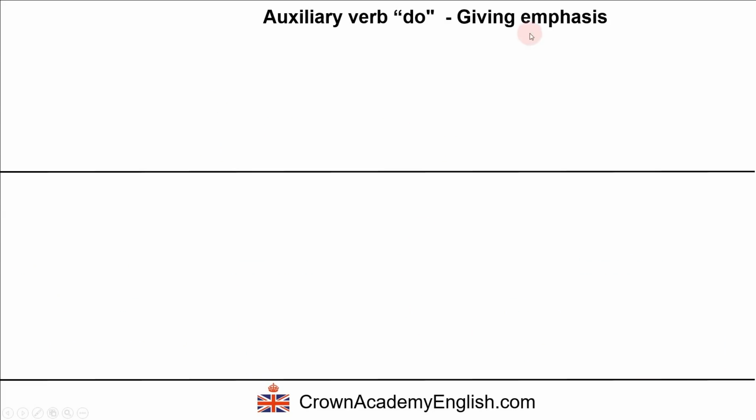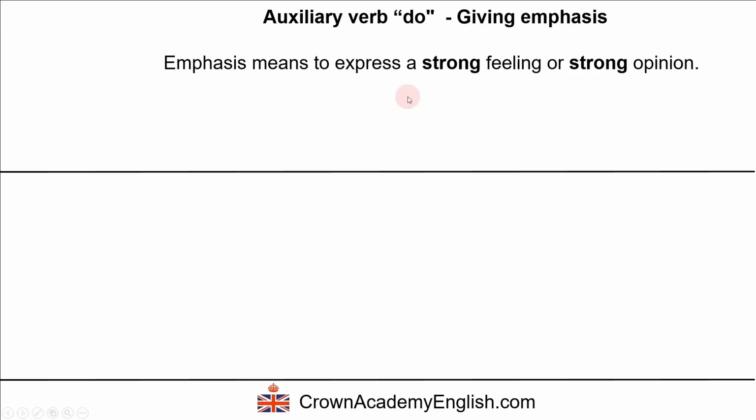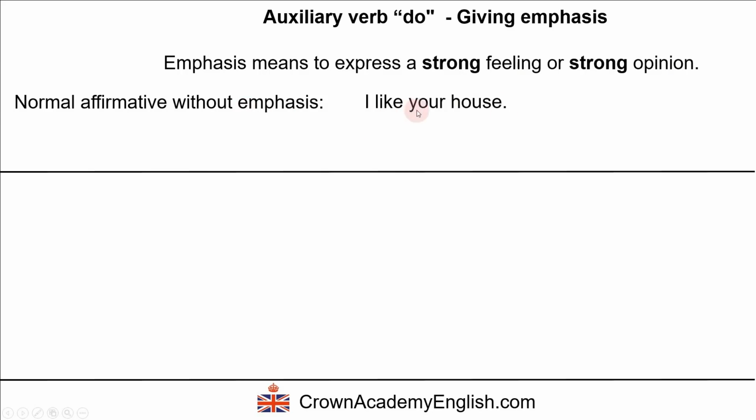Now let's look at giving emphasis. This is unique mainly to the auxiliary verb do. This is quite an advanced subject. Let me try to explain it. Emphasis means to express a strong feeling or a strong opinion. Let me give you a normal example that I'm sure you already know. A normal affirmative without emphasis. A normal sentence: I like your house. It's the present simple, isn't it? I like your house.